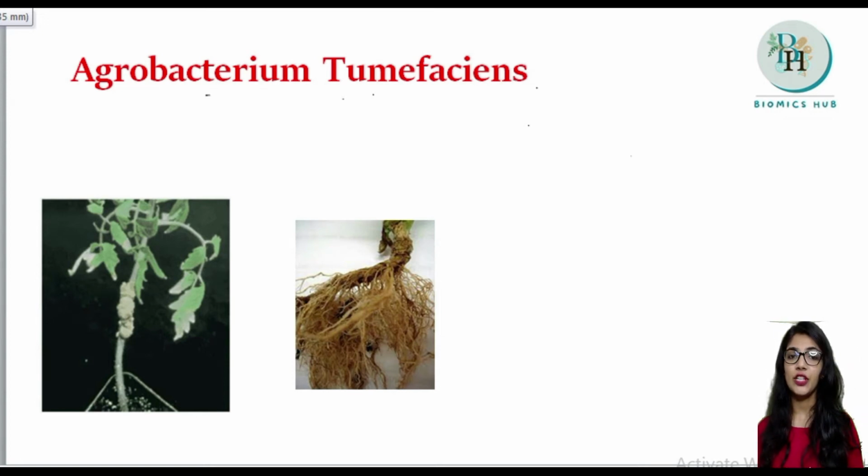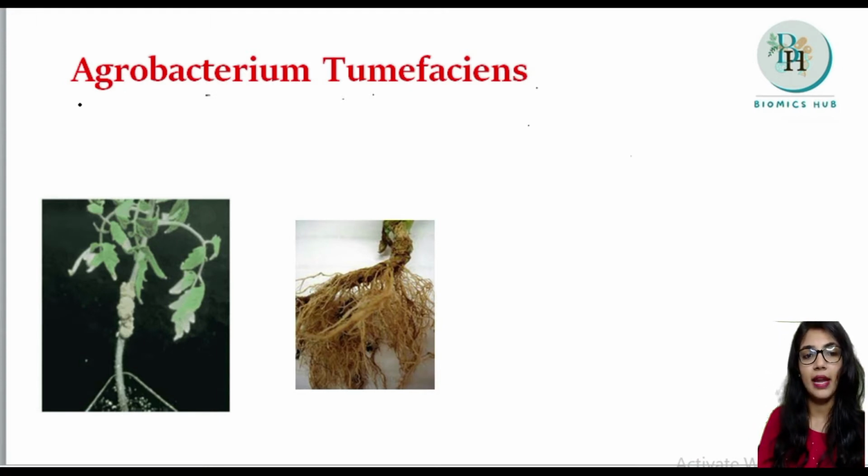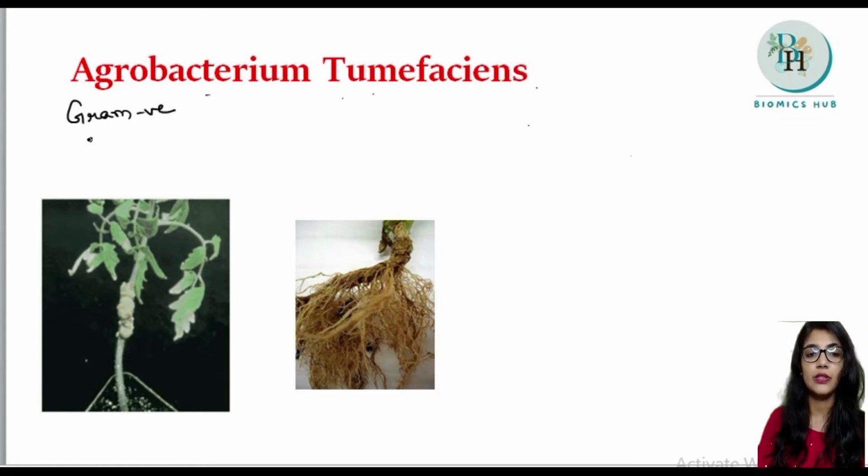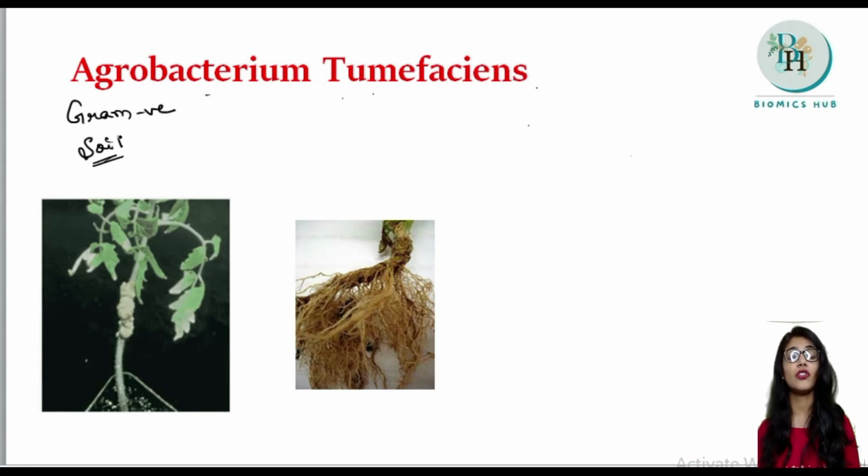In this video, we are going to discuss Agrobacterium mediated transformation in plants. So what is this Agrobacterium? It is a gram-negative bacteria which is present in the soil, and it is responsible for causing some diseases in plants, mostly in dicot plants. It is not seen in monocot plants, only in dicot plants.